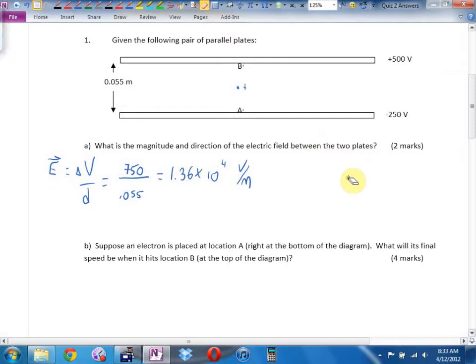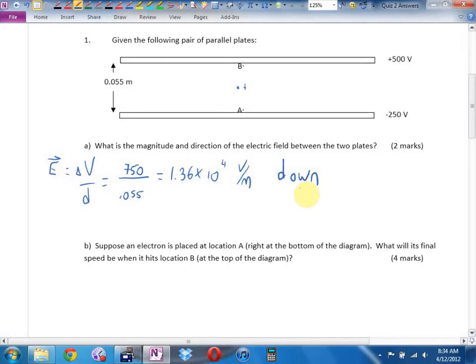How do you know? Because for electric field, we ask ourselves a question. What do we ask? Which way would a positive want to move if it could? And positives want to move away from positive toward negative. One mark for the magnitude, one mark for the direction. B.